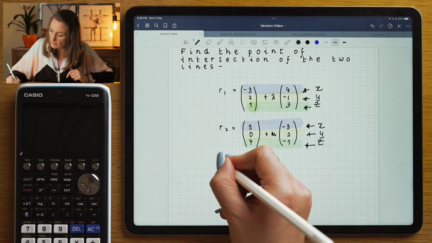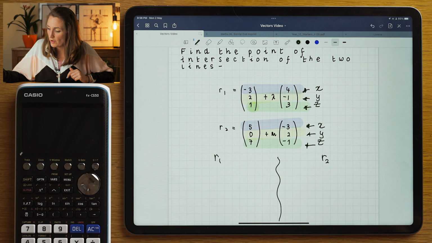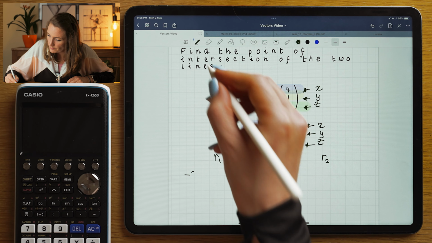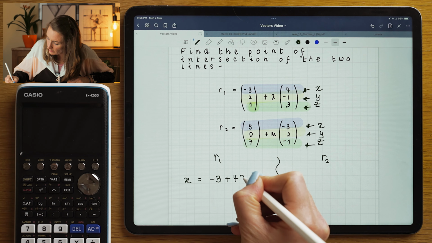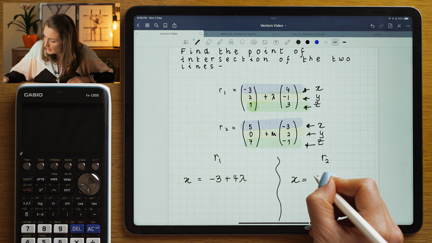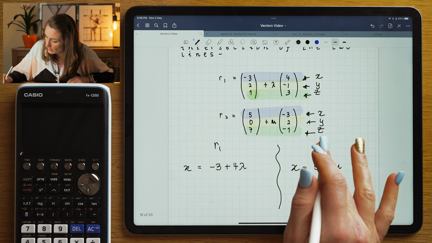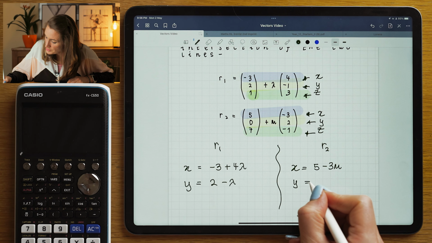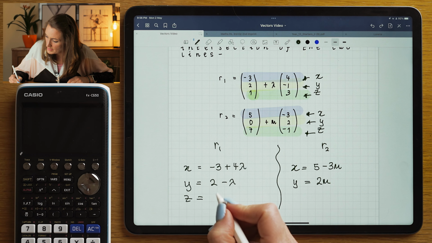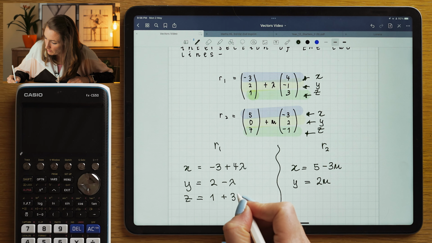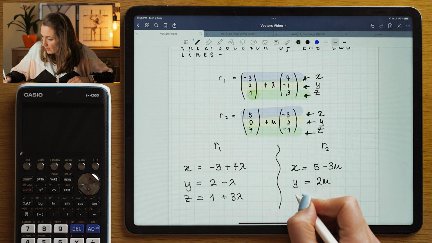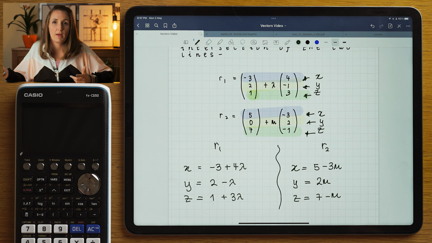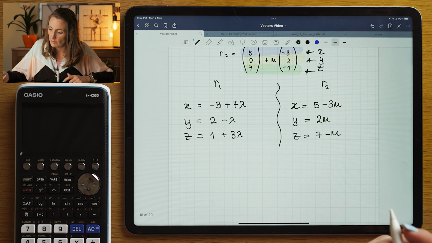So split your page up. This is your equations from R1 and this is your equations for R2. I'll write them all out, but you only need two. So my x equation is minus 3 plus 4 lambda on R1, and my x equation here would be 5 minus 3 mu. My y equation here would be 2 take away lambda, and my y equation here would be 2 mu. My z equation for R1 is going to be 1 plus 3 lambda, and my z equation for R2 is going to be 7 minus mu. You can pick any two pairs out of the three. I'm personally going to pick x and y.